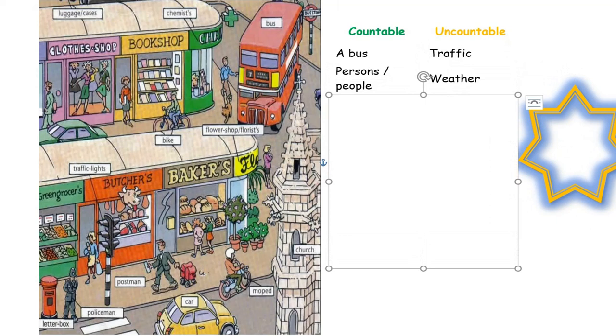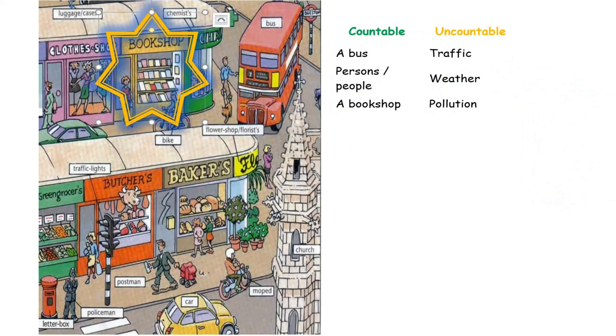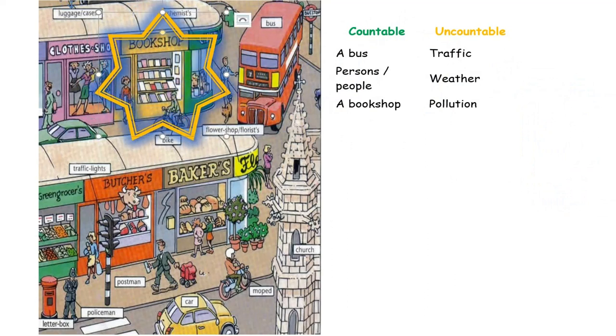Another example, persons or people. There you can see some people in the picture. So we can say one person, two people, three people. Another uncountable noun would be weather. Other examples, we have a bookshop, right? Here we have our bookshop. We have a bookshop or one bookshop. The uncountable noun that I could think of was pollution, right? The pollution in the city.